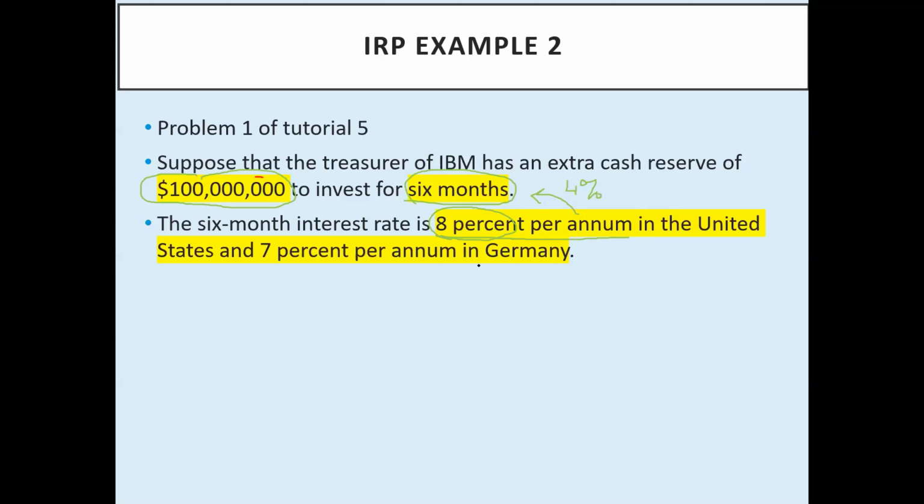My second option is to invest in Germany, and if that's the case, I will be looking at 7%, okay? So for a 6-month investment, therefore, it should be 3.5, okay?